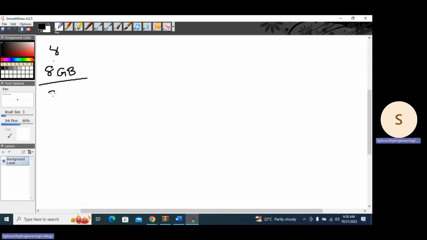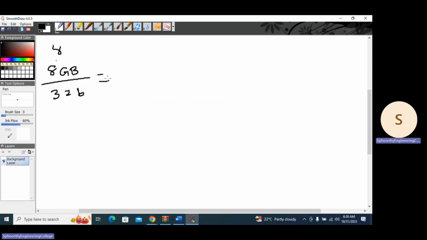I need to do a simple division: 8 GB divided by 32-bit. 8 GB is the total RAM size and the size of each piece is 32-bit. So I have to do this simple division so that I'll get the number of pieces.